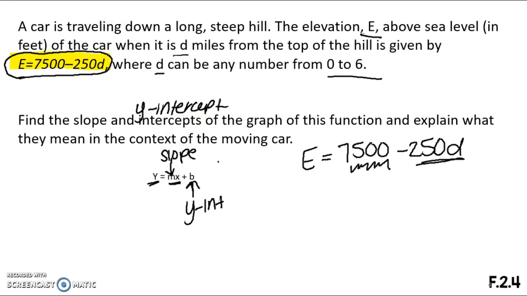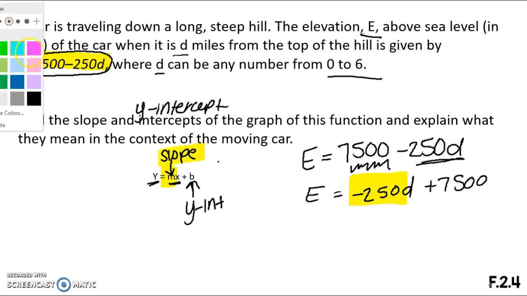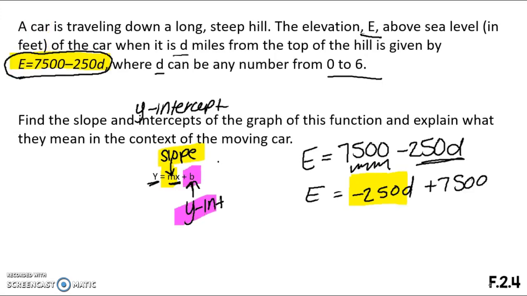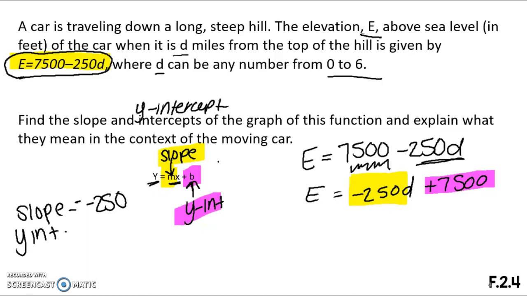So what I can do is reorder these, move my negative 250 up front, plus my 7,500, and now let's identify. The slope is my m value, which is in front of that x. So my slope is negative 250. My y-intercept is that plus b listed right there. So my slope is negative 250, and my y-intercept, my initial value, is 7,500.